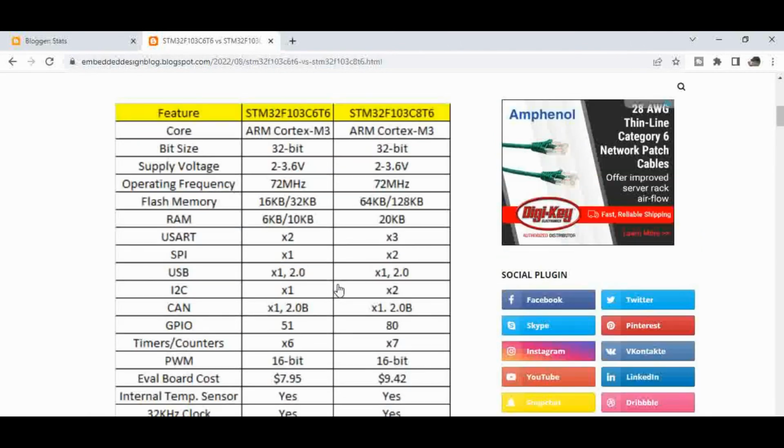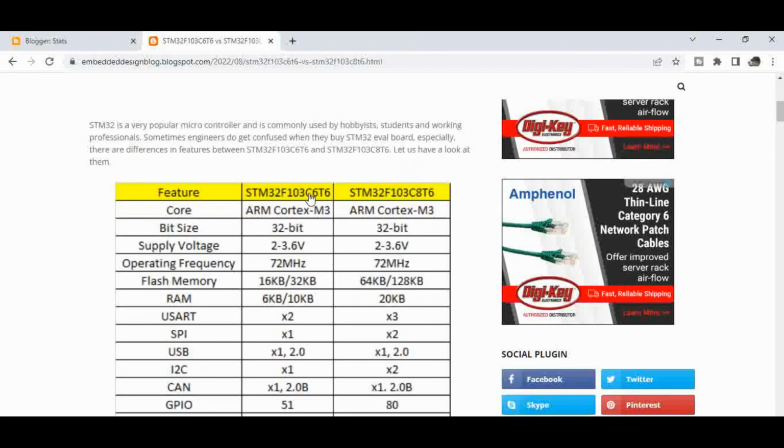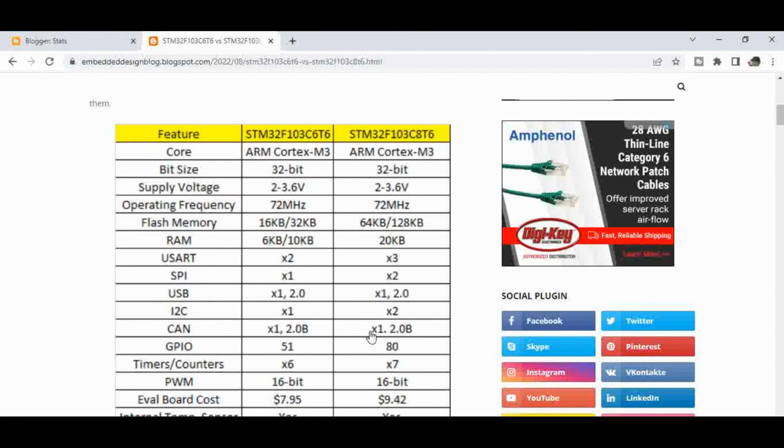Overall, comparing C6T6 and C8T6, especially from the peripherals perspective and flash perspective, there is a difference. This is very important to know while you are buying the evaluation board. Check out this particular feature because you might want to have more memory, and in that case you might have to go for C8T6. So talk about these factors when you are buying online, or if you are buying from a store nearby, talk to them and get their input.